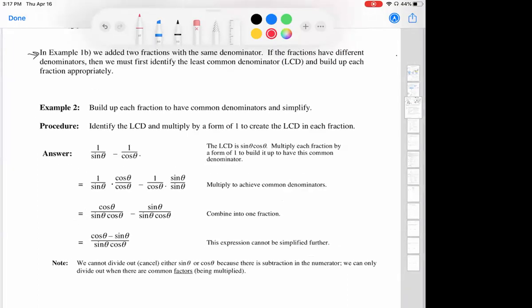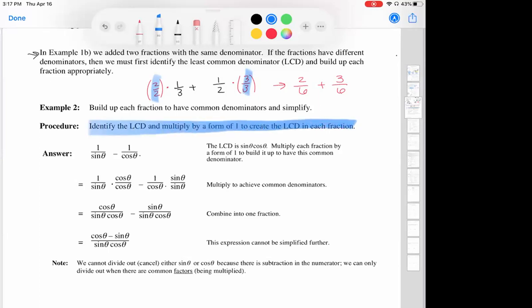What this is trying to get you to do is think of examples where you don't have the same denominator. So 1 over 3 plus 1 over 2. What do you do to get the same denominator? Don't you multiply to get a common denominator? So you multiply here by 2 over 2, and here by 3 over 3. That way you get a denominator of 6, so you have 2 over 6 and 3 over 6. Same thing here: we want to make sure we multiply by the same thing on the top and bottom. So that's the procedure: identify the LCD and multiply by a form of 1 to create the LCD in each fraction.